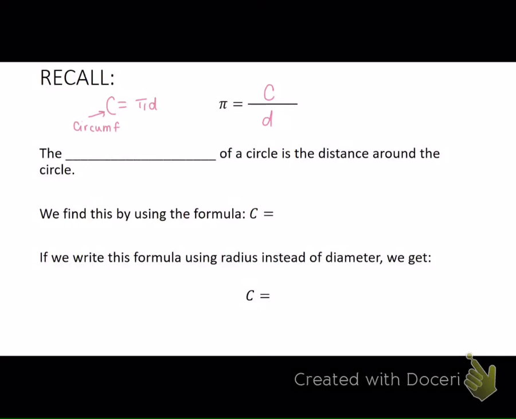Circumference, if you guys remember, is the perimeter around a circle. It's like if you put a fence around your yard, right? You call it perimeter. If it's a circle, we call it circumference.